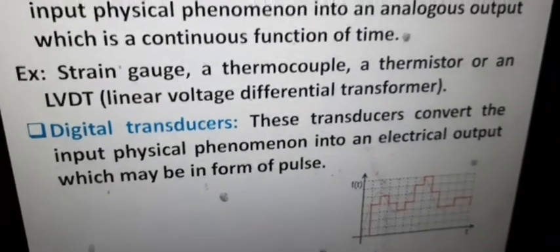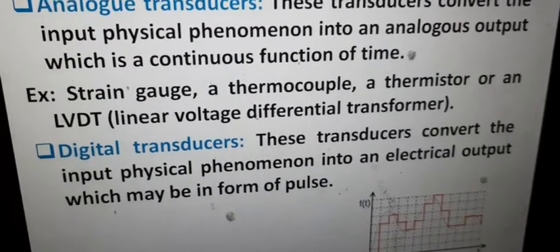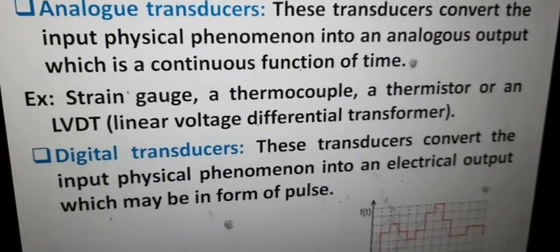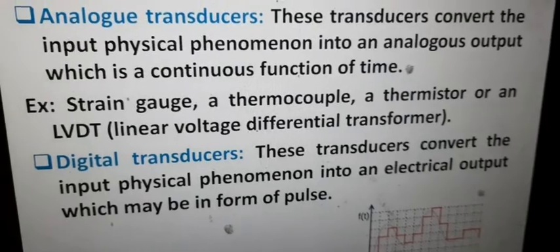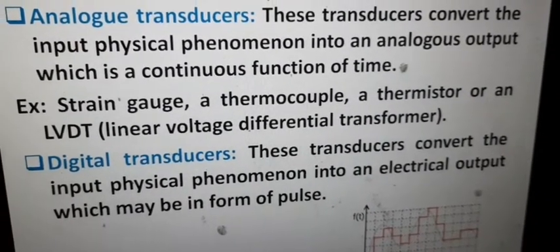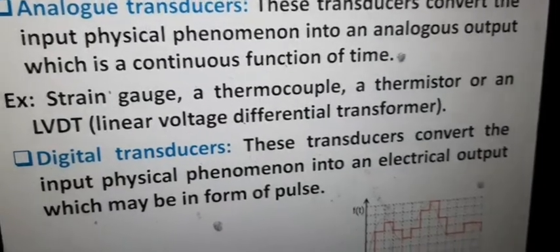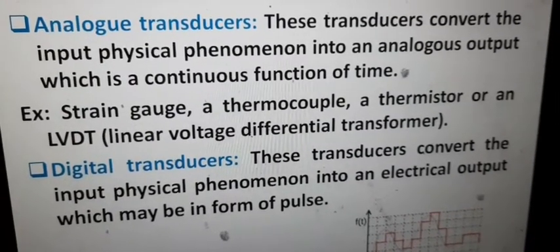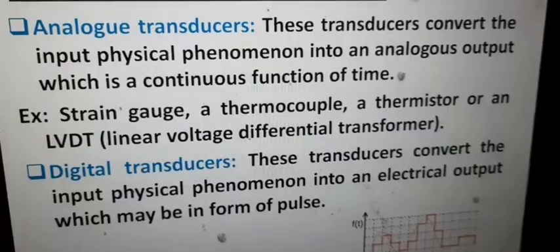So when you get the data in the form of an analog signal, or when you get the analog output from the transducer, then we call it an analog transducer. When we get digital, discrete data, we call it a digital transducer.